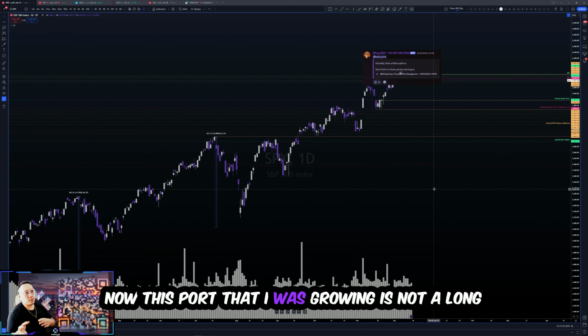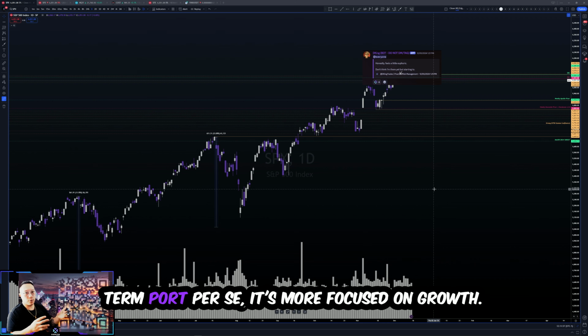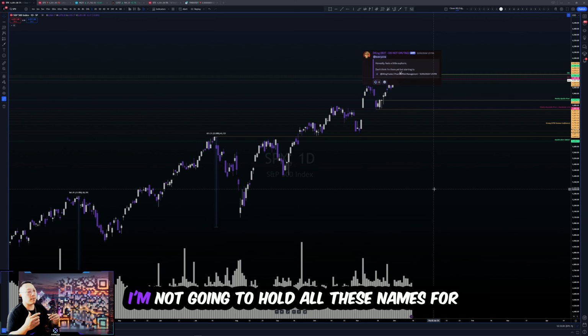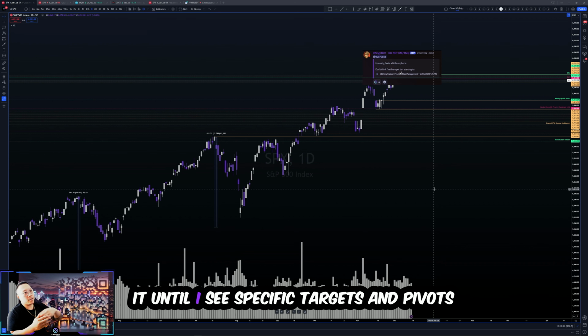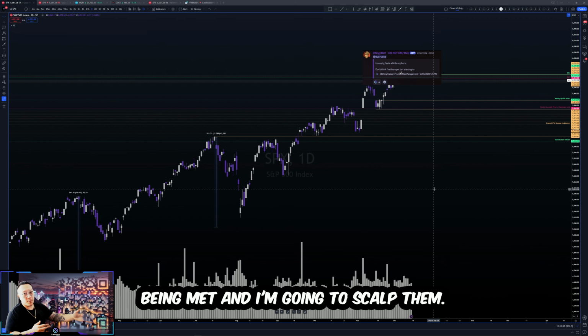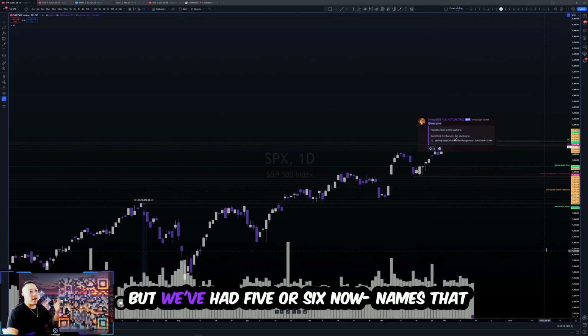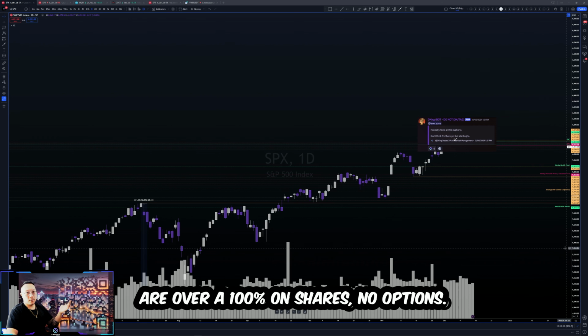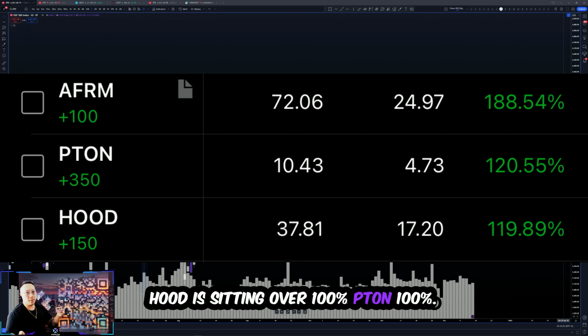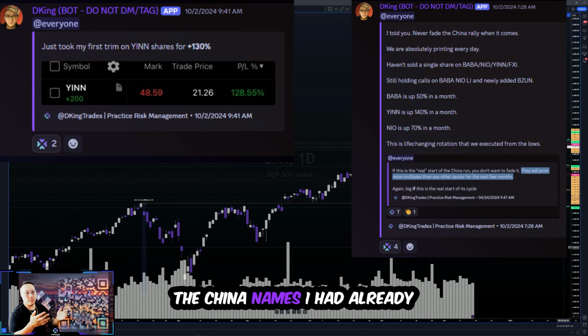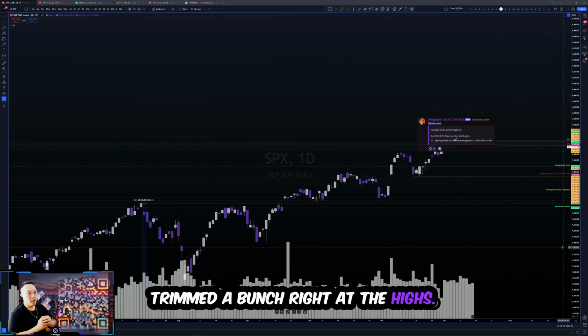Now, this port that I was growing is not a long-term port per se. It's more focused on growth. So it's a little accelerated, which means I'm not going to hold all these names for 3 years. It's more so I'm going to hold them until I see specific targets and pivots being met, and I'm going to scalp them. Okay. But we've had 5 or 6 names now that are over 100% on shares, no options. Our firm position is sitting at 180% right now. Hood is sitting over 100%. Piton 100%. The China names I had already trimmed a bunch right at the highs.